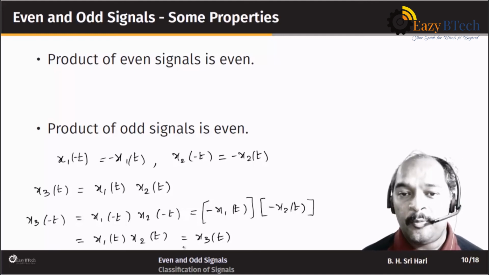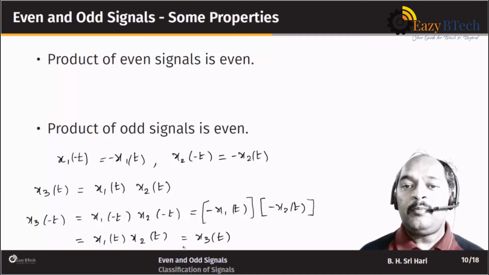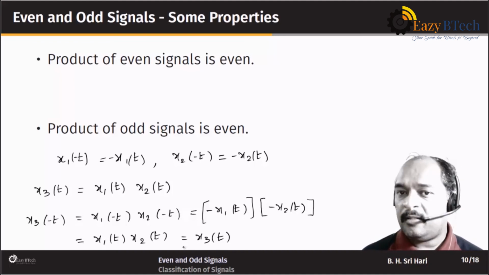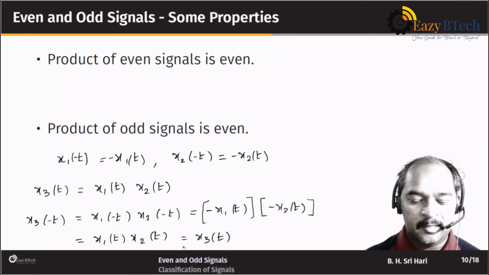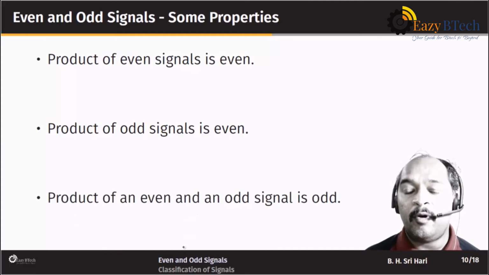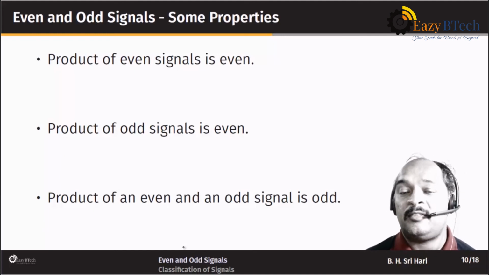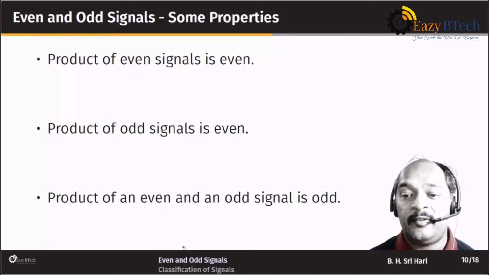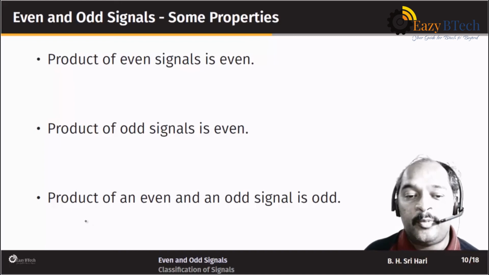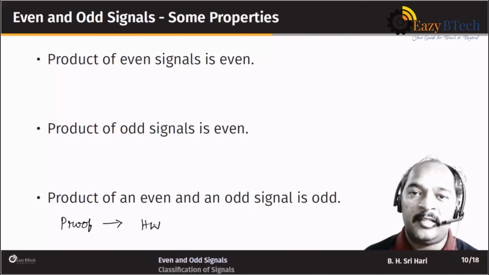So if you multiply two even signals, it's an even signal. If you multiply two odd signals, the result is an even signal. But what happens if you multiply an even signal and an odd signal? The resulting signal is an odd signal. Again, I will give the proof as homework. Please try to prove this.